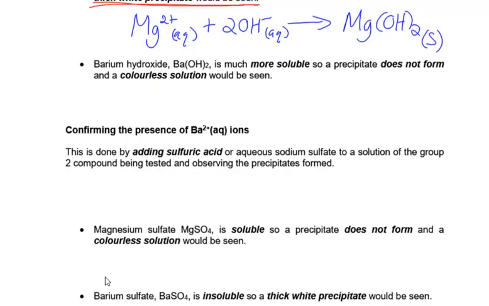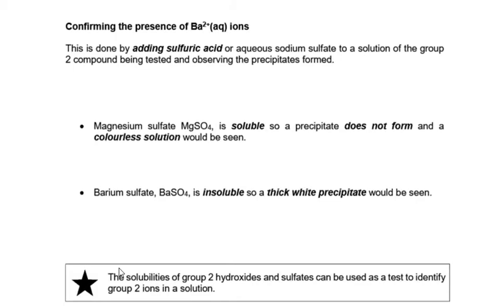If, however, you'd added something like barium chloride to your sodium hydroxide, you'd form barium hydroxide. This is much more soluble, so the precipitate does not form, and you just see your colourless solution. Barium hydroxide is much more soluble when it's made than the magnesium hydroxide, so you wouldn't see any precipitate. How could we test then for the barium ions instead?